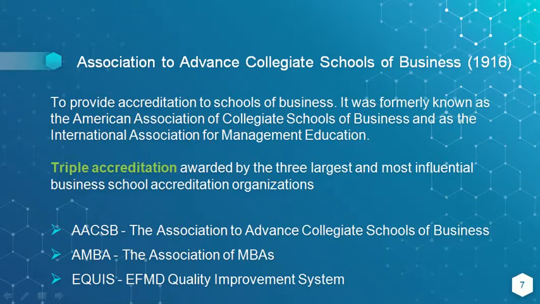Basically, B schools follow a triple accreditation format, provided by the three largest and most influential B school accreditation organizations, listed below. AACSB, the Association to Advance Collegiate Schools of Business; AMBA, the Association of MBAs; and EQUIS, the EFMD Quality Improvement System. So all these three accreditation bodies in combined form provide a triple accreditation for B schools.